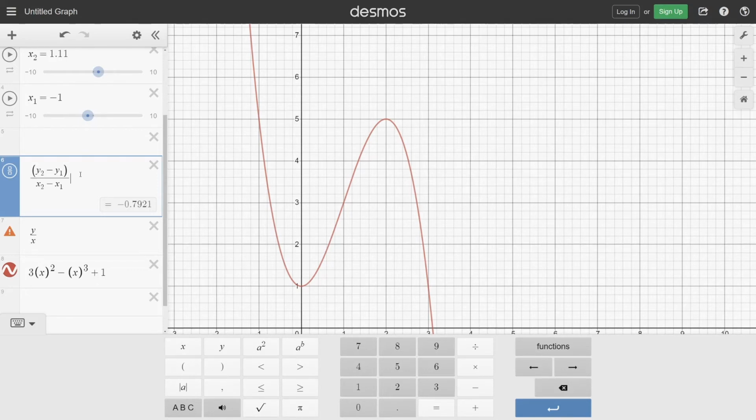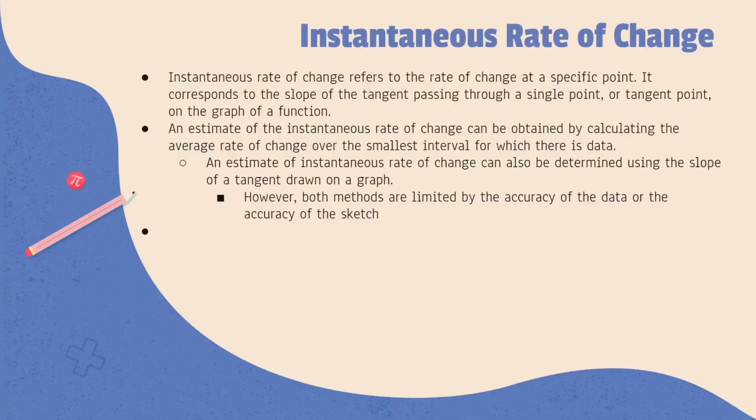Now that we figure out how to find the average rate of change, let's find out how to find the instantaneous rate of change. If you don't remember, the instantaneous rate of change refers to the rate of change at a specific point. So before we had an interval, and now we have a point. It corresponds to the slope of the tangent passing through a single point, or the tangent point, on the graph of a function.